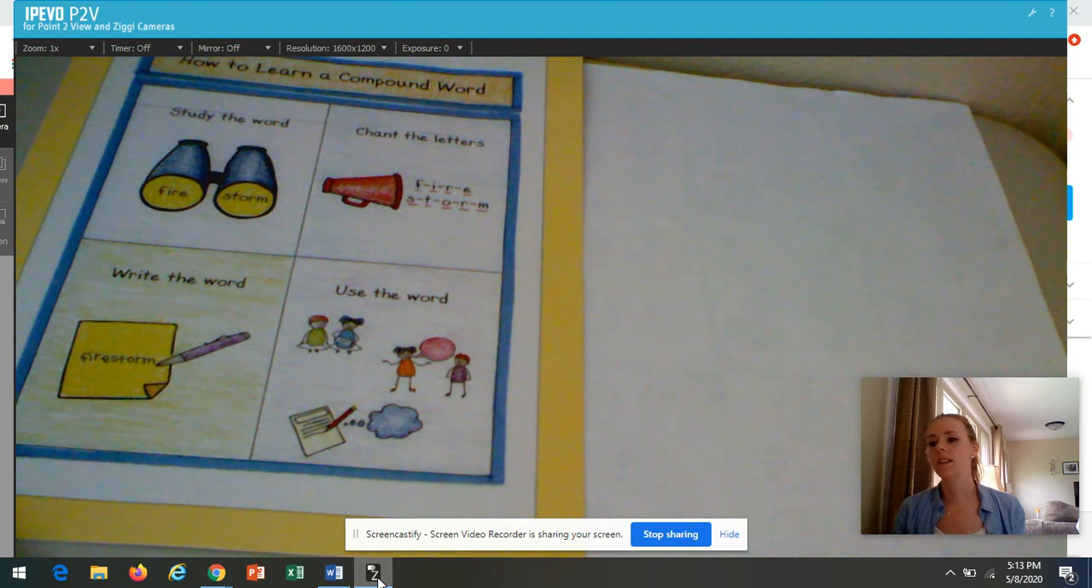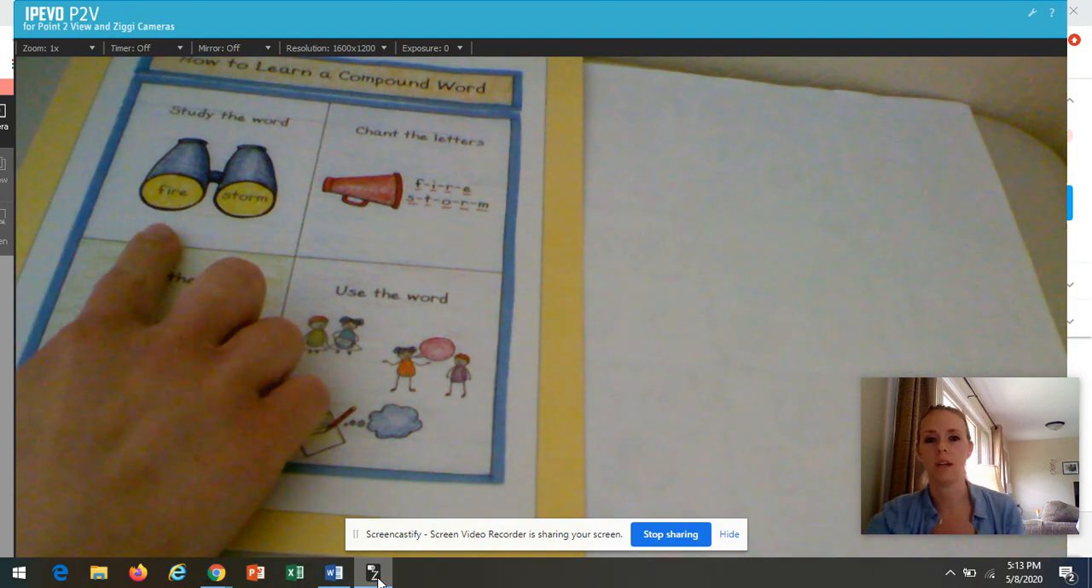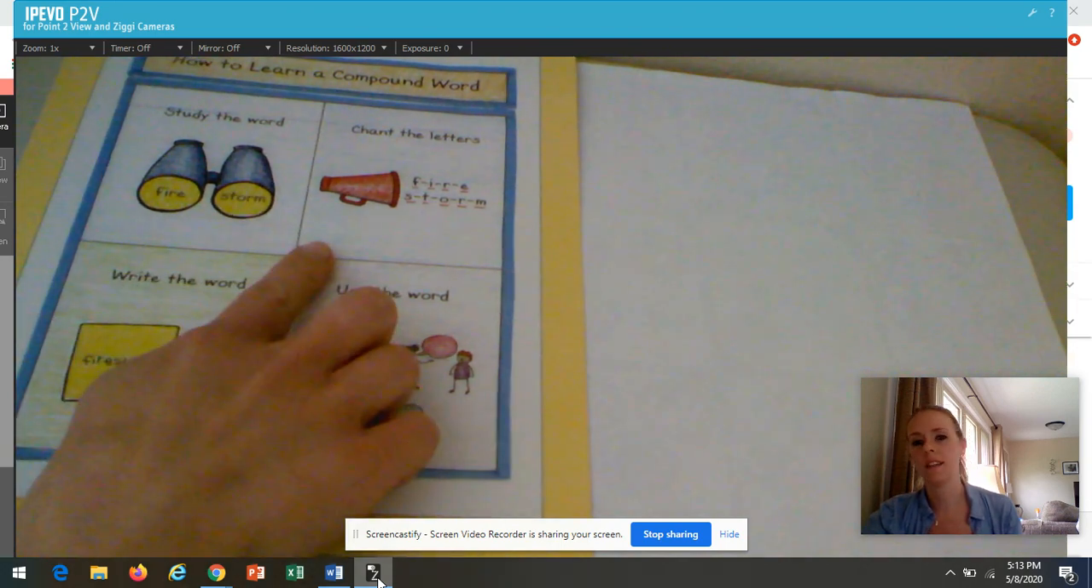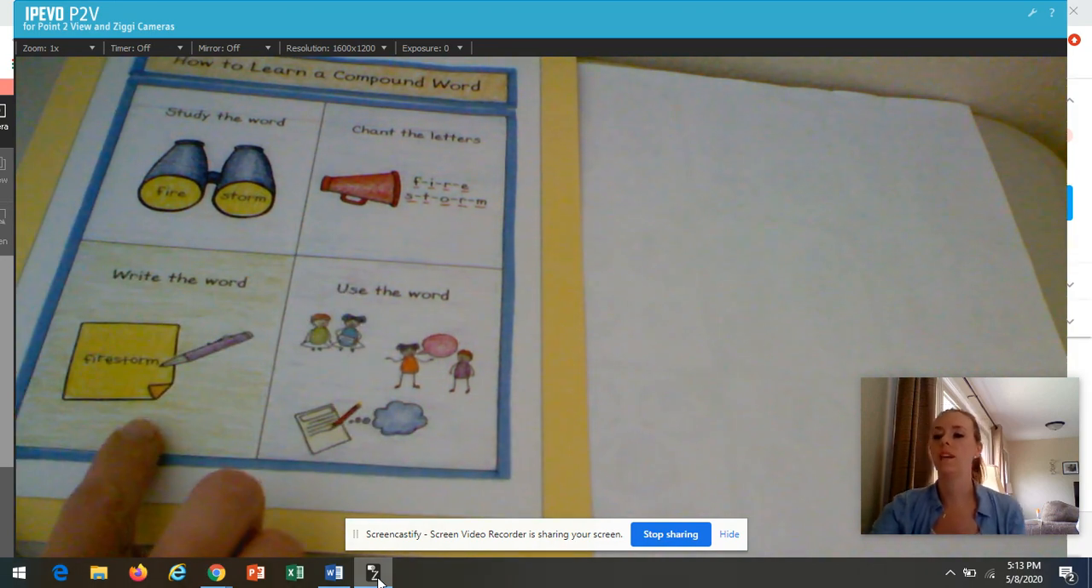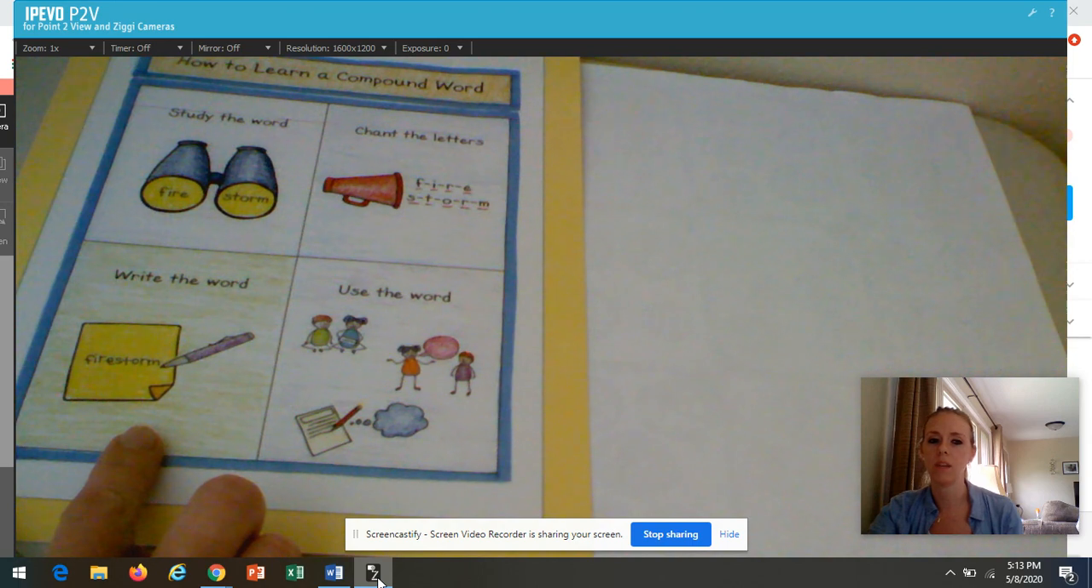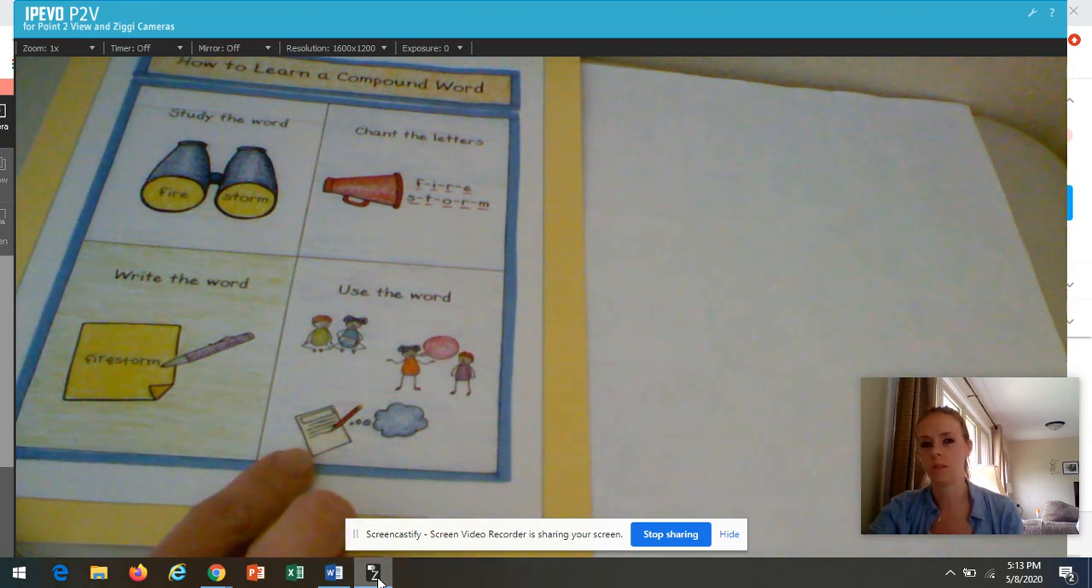All right, so some of the things I want you to remember as you're learning those words is that first you need to study the word. So you need to look at the two words that make up the compound word and think about what those words mean, and then think about what the compound word means. After you're done studying the word, then you need to chant the letters. So you say the letters. When you're done chanting the word, then you write the word down. And after you're done writing the word, then you use the word.